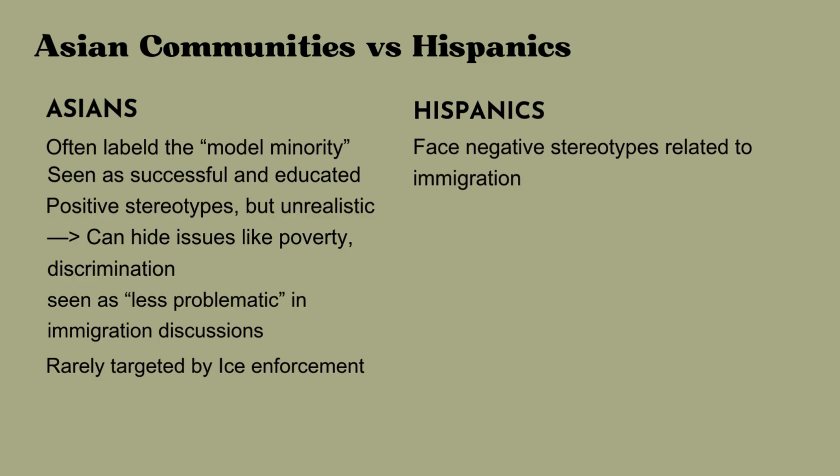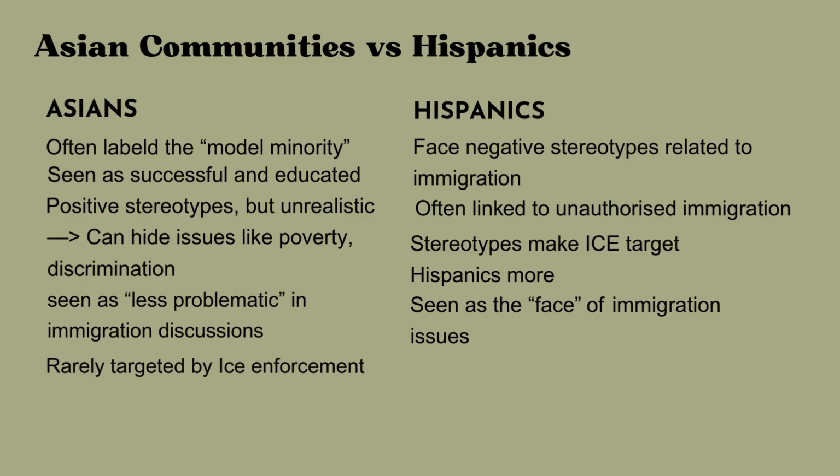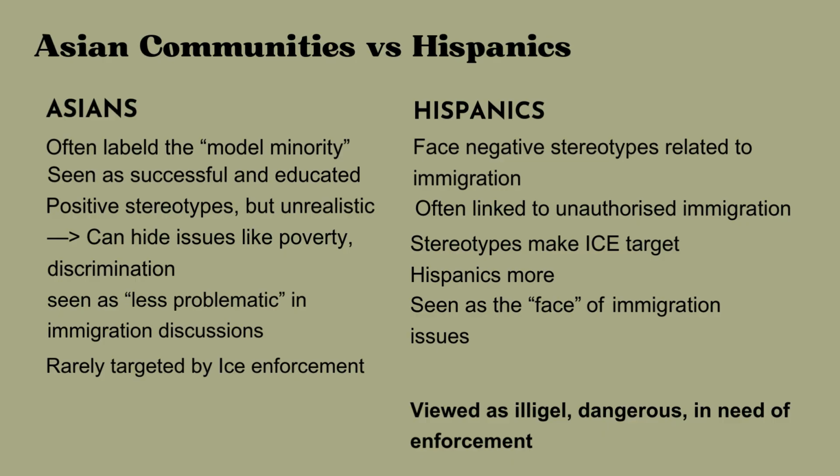On the other hand, Hispanic communities face very different stereotypes. Many people wrongfully assume that Hispanic people are in the United States illegally, even though most of them are US citizens or legal residents. Because of these ideas, ICE enforcement often focuses much more on Hispanic communities than on Asian Americans. Even though both groups include immigrants, these common beliefs about who is successful and who is illegal influence how society sees these groups and how laws are applied.